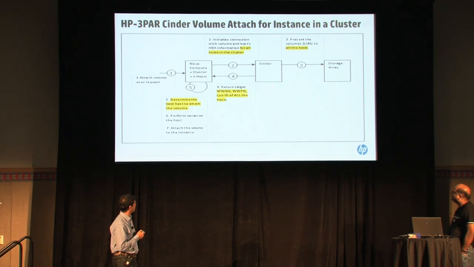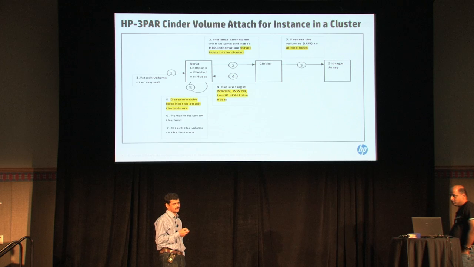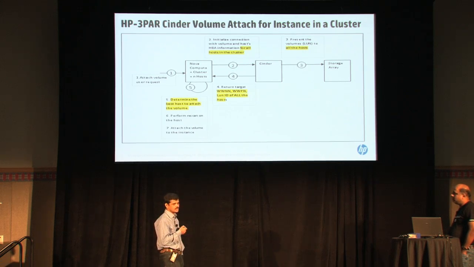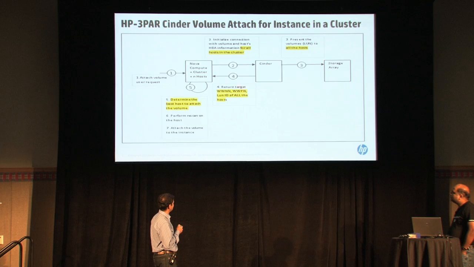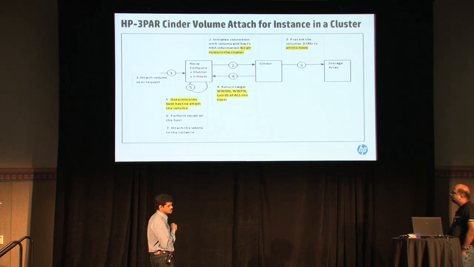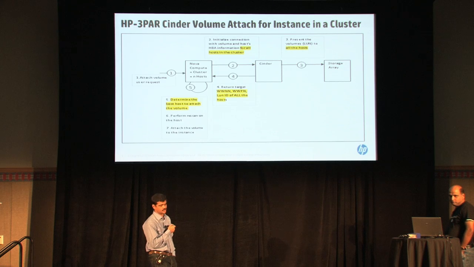And when cinder returns, today what it returns is only a name value pair of the WWN of the storage or the volume that is created, and it presents it to the particular host. But in this case, since we are managing a cluster, we need that volume to be presented across all the hosts in the cluster. So that's where the change is: we are getting a list of WWNs and WPNs for hosts, and accordingly all the hosts will have the visibility to that volume, and it gets attached to a particular instance.